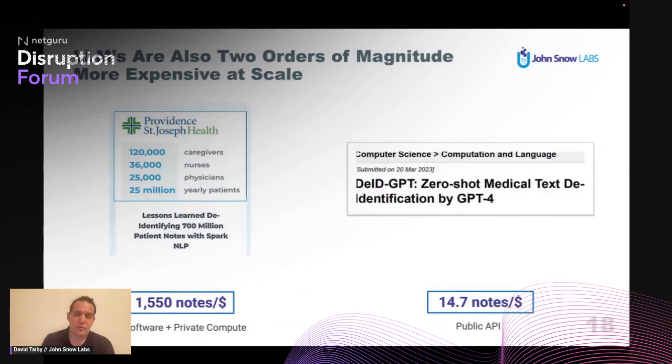Another thing that's important to remember, usually, of course, the focus is on accuracy. LLMs at scale are also much, much more expensive. And here for de-identification, we have one big case study with Providence Health. Providence Health have published, went public when they de-identified using our software more than 700 million patient notes. And at this point, they've actually more than doubled that number, and they've been in production for a while.